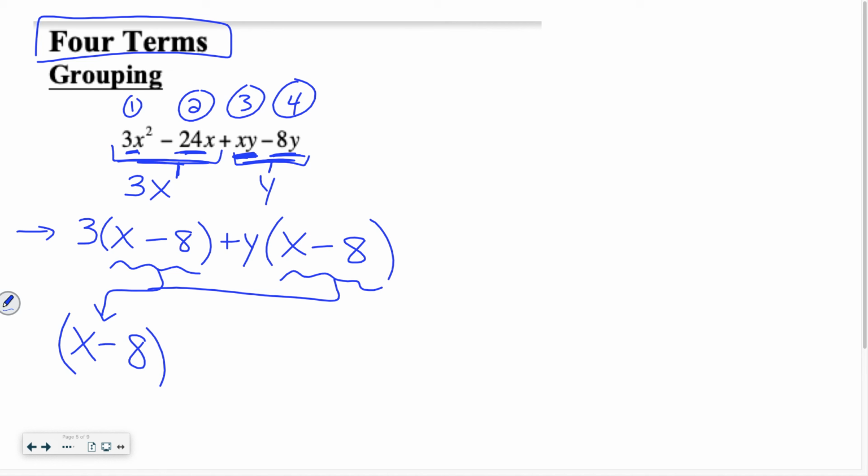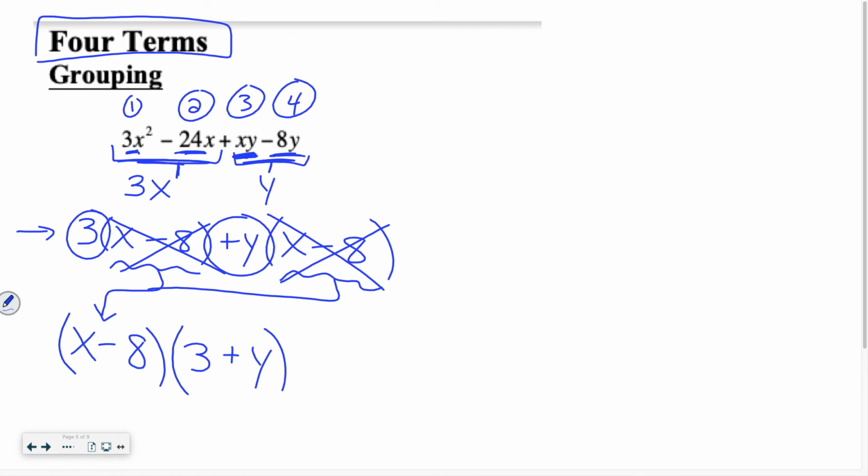So you took out the x minus 8. If you took that out and put it in the front, you don't have to do this, but I'm going to cross these out. What's left over? 3 plus y. So 3 plus y comes second, and we put that in parentheses. And this is our factored form. X minus 8, 3 plus y. And we're going to stop right there.